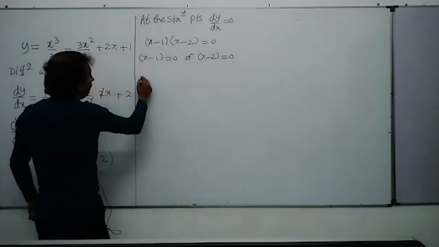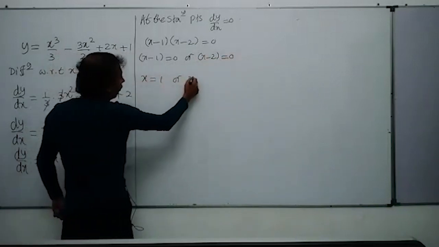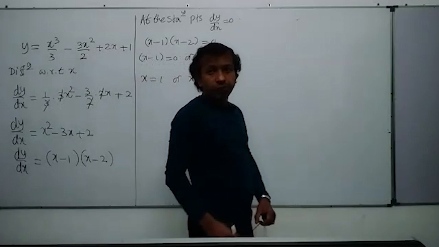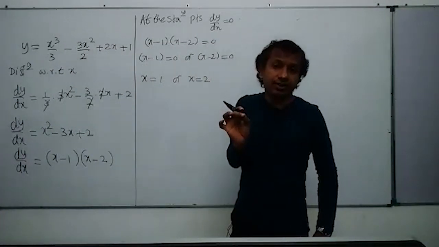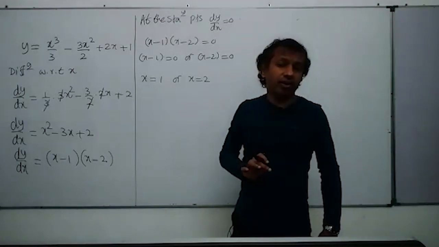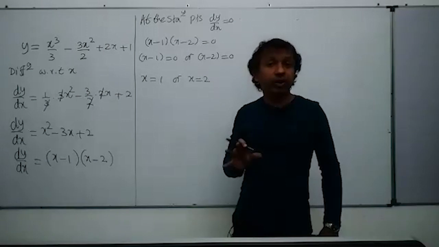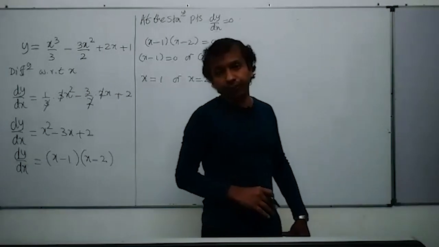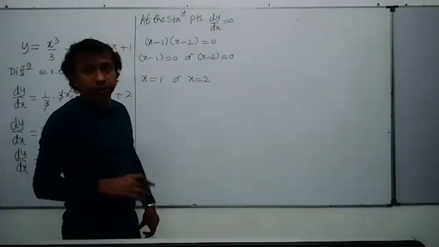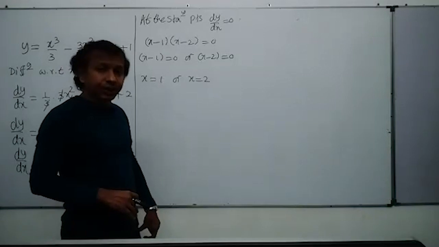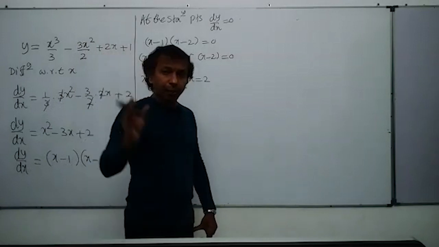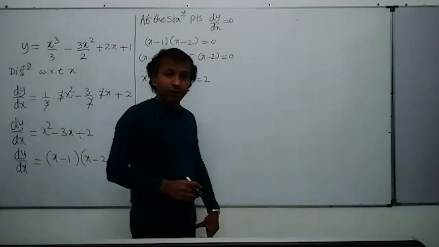This way, x is 1 or x is 2. People, these x equals 1 and x equals 2 give us x coordinates on the graph where the gradient is 0, because we got them by equating dy by dx to 0. Then at these points, x equals 1 and x equals 2, there are stationary points, but so far we don't know the nature, whether it's a maxima, minima, or point of inflection. That we need to find.